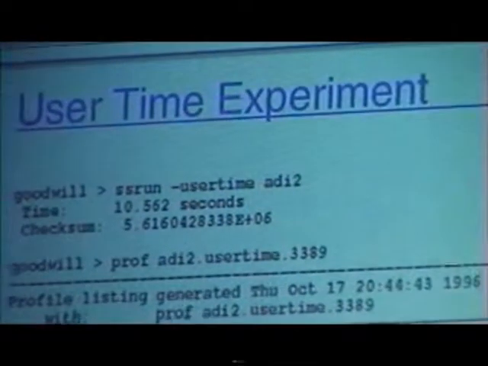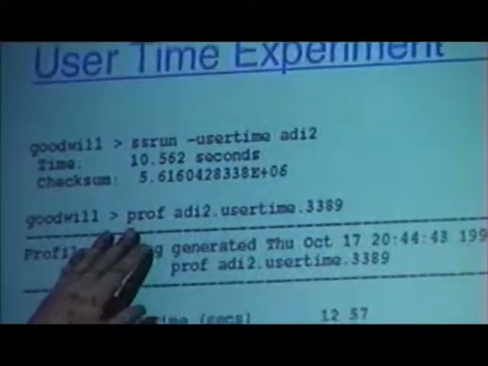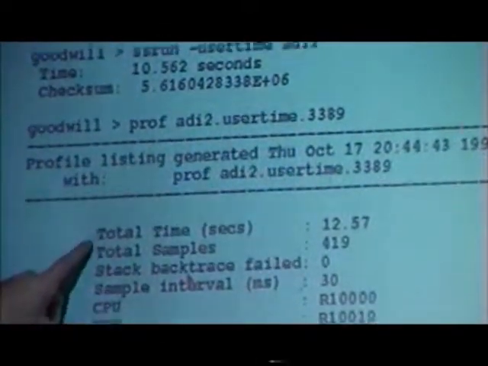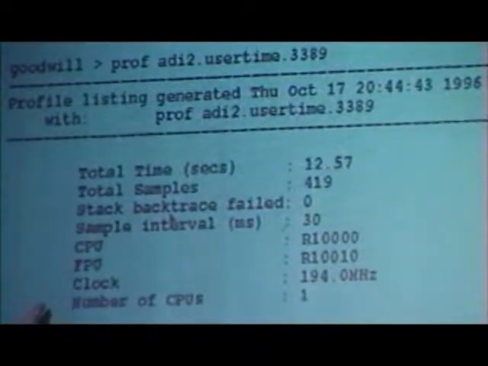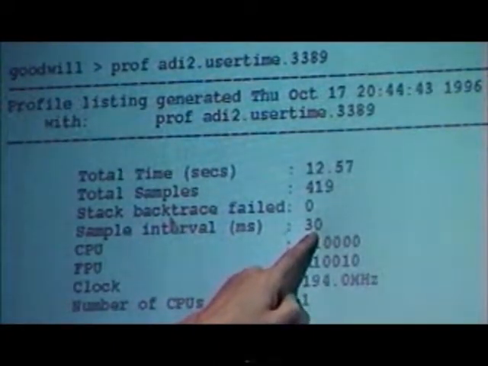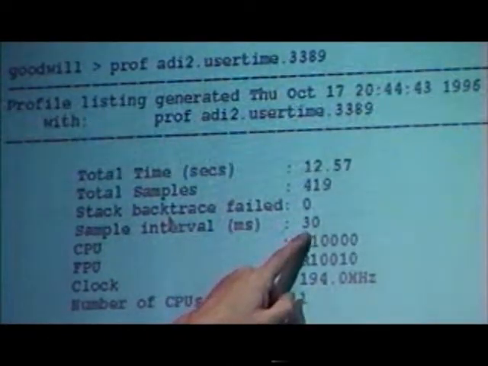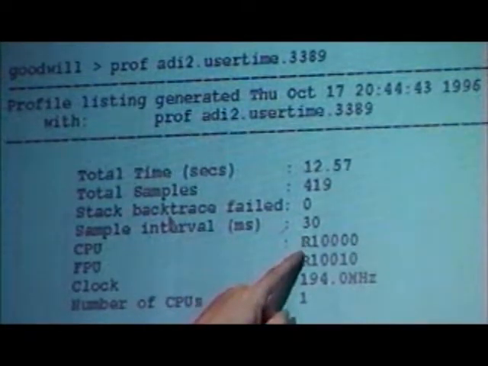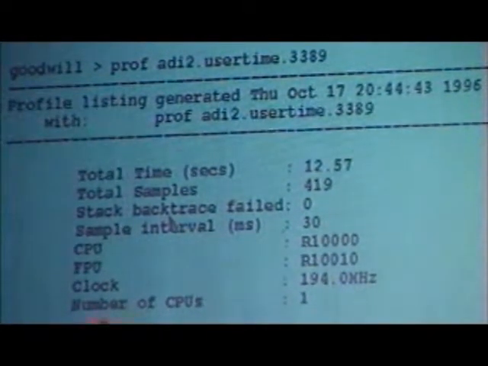Now here's the one that we were doing as user time. So in this example, ssrun user time ADI2, then did a prof on it. And then we see the total time in this case was 12.57 seconds. Now we only looked 419 times because our sample interval is 30 milliseconds, whereas before it was a 1 millisecond sample when I did the FPC, the fine program counter sampling. So this is 30 millisecond samples. So that's going to be less system time. The other experiment would have had more system time because I'm making system calls every millisecond. So this is 30 times slower on my system call intensity than the other one.